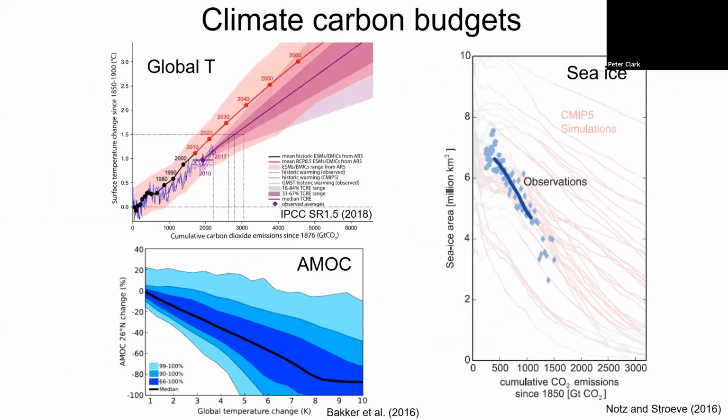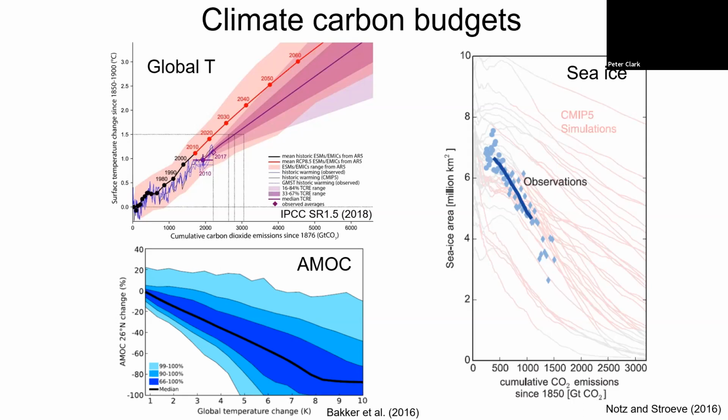Okay, the last thing I'll talk about to finish up is some off-the-cuff thinking, not with regard to these figures, but in terms of sea level: thinking about climate carbon budgets. In the upper left, of course, we have the very well-known relationship between global temperature and cumulative carbon dioxide emissions, and this is from the most recent IPCC Special Report 1.5. So we're all very familiar with this way of thinking about global temperature as a carbon budget.